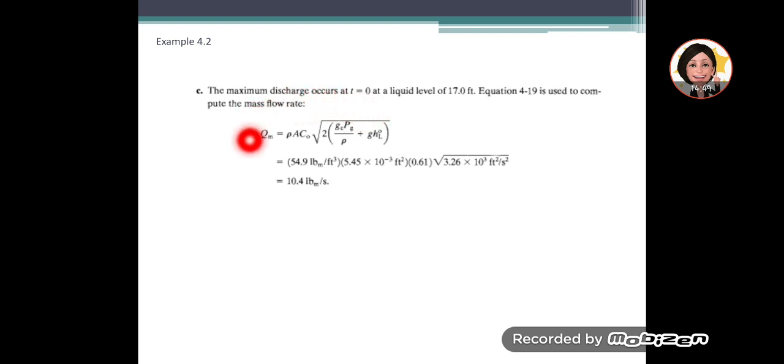So we want to know the maximum discharge that has occurred. For that, we use the maximum discharge equation, the mass flow rate at time equals 0, and a liquid level of 17 feet. This is the whole liquid level. So we compute the mass flow rate and substitute all the knowns. This is the area of the orifice, the leak, and then the C naught. The rest has been substituted accordingly, and we get the mass flow rate per second. That's how we solve example 4.2.